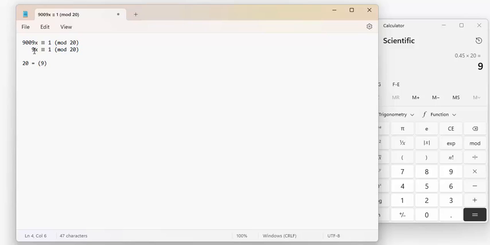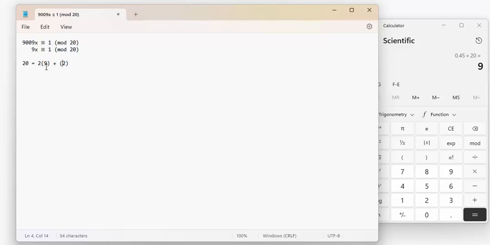So, how many 9s can make up 20? Which means 20 divided by 9 is 2, right? But 2 multiplied by 9 is 18, which means we have a remainder of 2. So, put these two numbers in brackets so that later when we do reverse replacement, we know which one we are supposed to replace. We are replacing the mod.